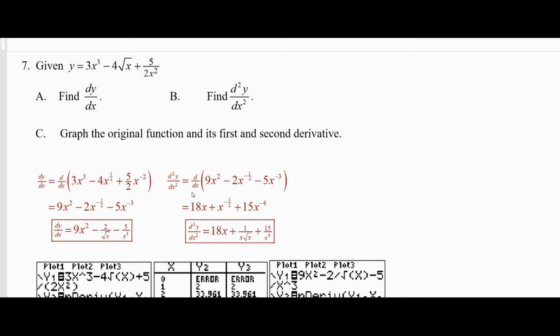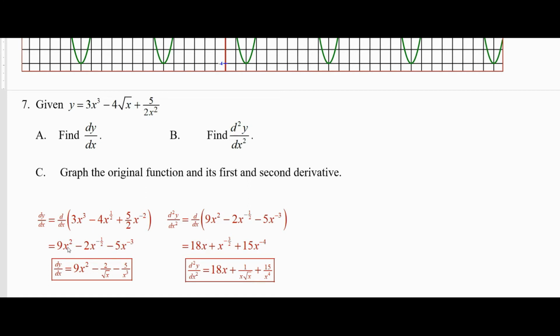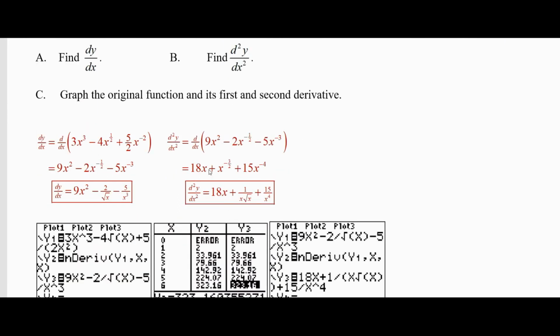So for the second derivative, I'm doing the derivative of the first derivative in this middle form here, sum of power functions. So 2 times 9 is 18x. Negative 1/2 times negative 2 is positive 1, and the power goes down to negative 3/2. Negative 1/2 minus 1 is negative 3/2. And negative 3 times negative 5 is positive 15, and the power goes down 1 to negative 4. Again, that's a legitimate way to write it, but let's rewrite it in a form similar to the original function.